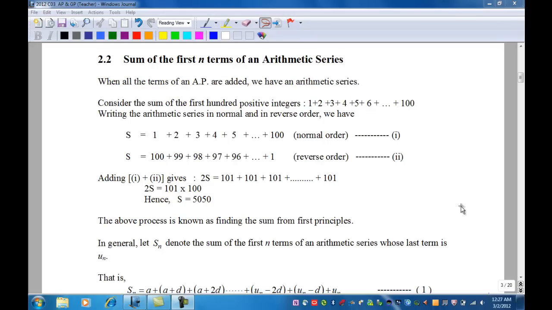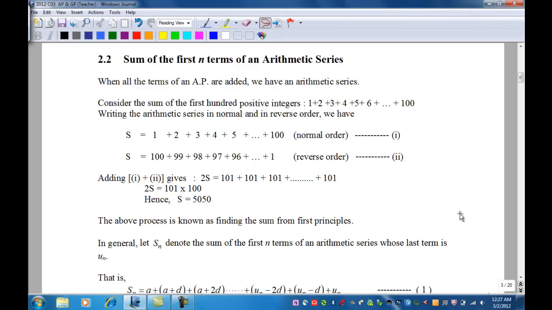In this video, we find the sum of the first n terms of an arithmetic progression. Now, when all the terms of an AP are added, we have an arithmetic series. To understand how to add the terms in this arithmetic series, let's look at a simplified picture of adding the numbers from 1 to 100.